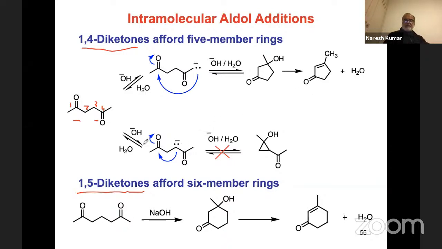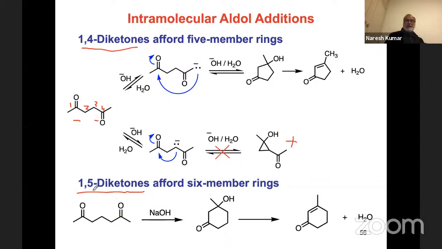There is an alternative reaction possible. If you remove the proton from this CH2 rather than the CH3, you can attack that carbon onto the carbonyl. But in this case, the ring that will be formed will be a 3-membered ring. 3-membered rings are not very stable, so it's not going to form. Only the 5-membered ring will form.